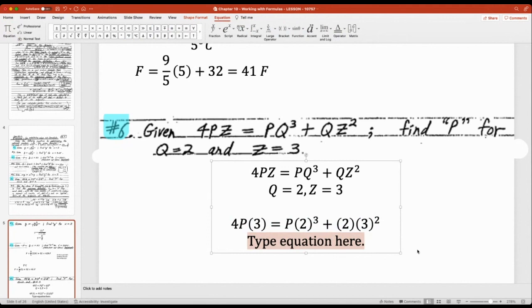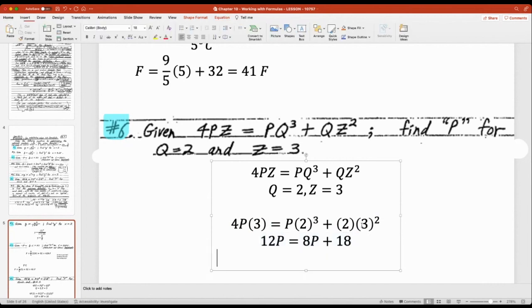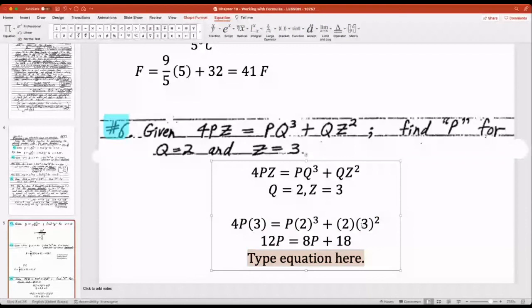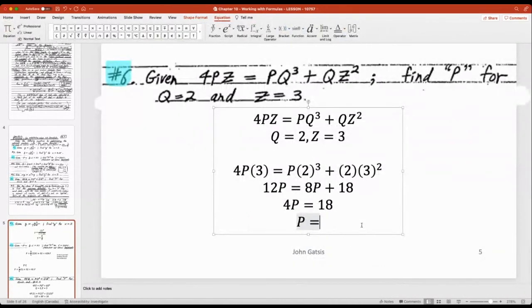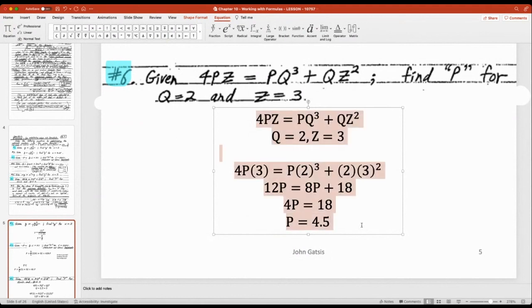Okay, so now it's a matter of just polishing up our arithmetic, and a little bit of algebra. So 12p equals 2 to the 3 is 8, so that's 8p. And then this one here, you're going to do 9. Remember, exponents first. 9 times 2 is 18. Move over the 8p, and then divide by 4. You can do this as a decimal if you like, that's fine. Anybody else get 4.5?